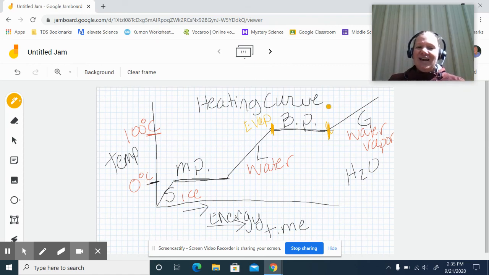So this is a heating curve. I'm going to stop this video and then show you a cooling curve in the next one.